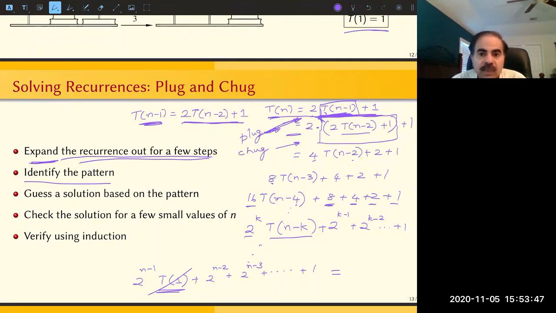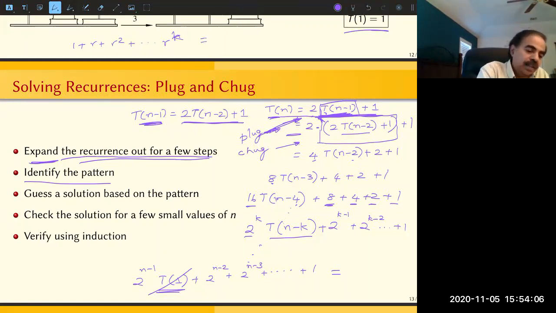It's a geometric sequence we have seen many times, right? 1 plus r squared plus up to r to the power k, or whatever. So the solution to that we know is r to the power k plus 1 minus 1, divided by r minus 1, right? So let us substitute that over here.